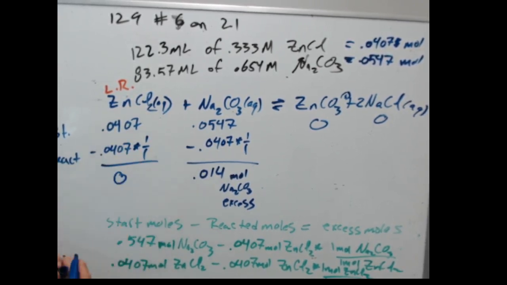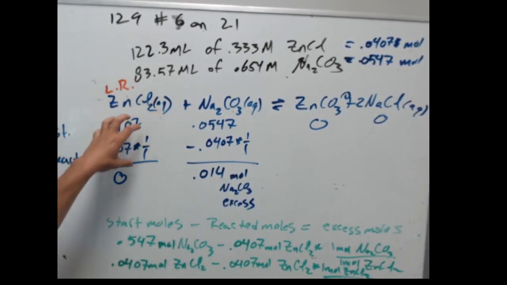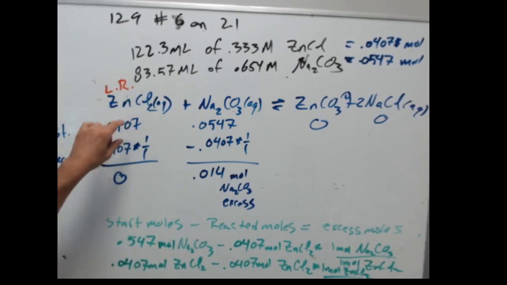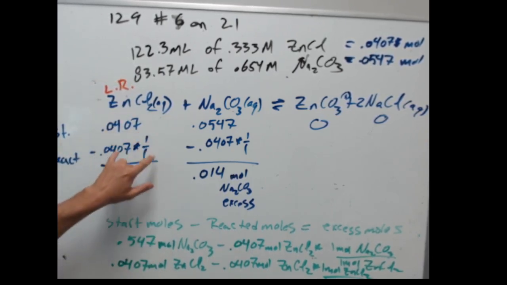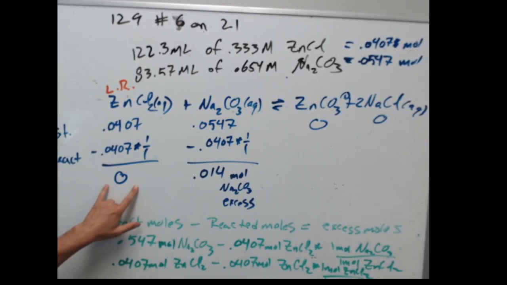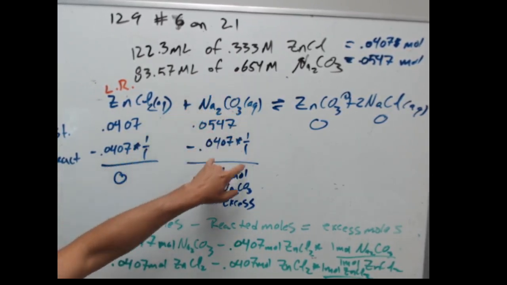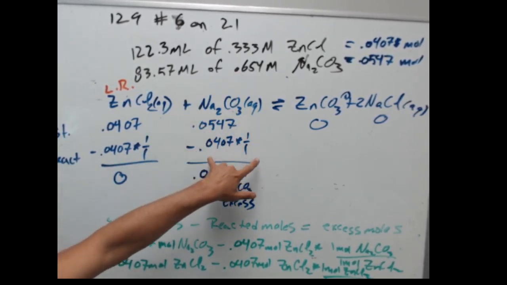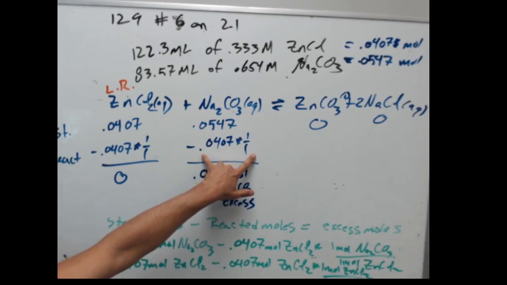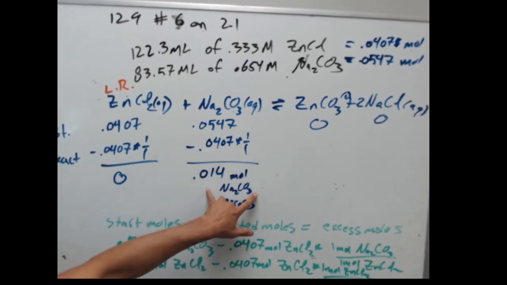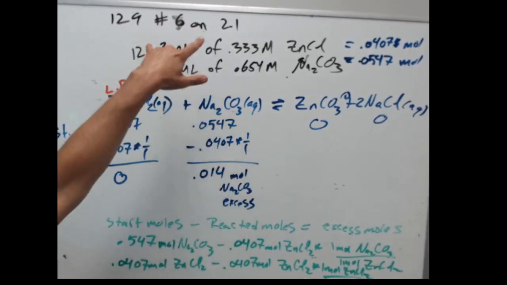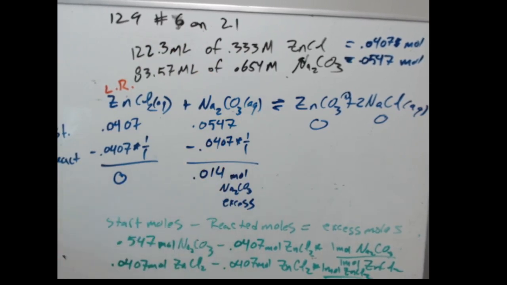That gets me 0. Everything in this column for the zinc chloride is in units of zinc chloride. That's moles of zinc chloride. Everything in this column for sodium carbonate is moles of sodium carbonate. With the mole ratio, that's moles of sodium carbonate reacted. And here's my moles of sodium carbonate excess, right? Everything in the column is in moles of sodium carbonate.